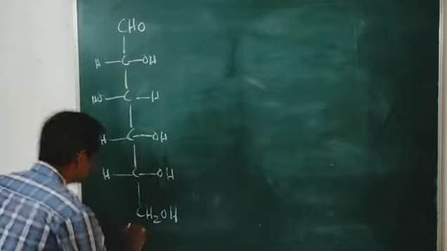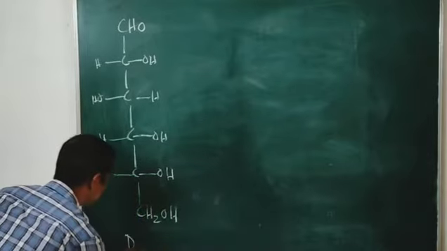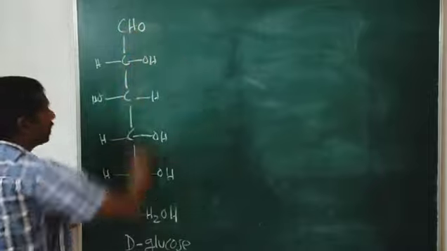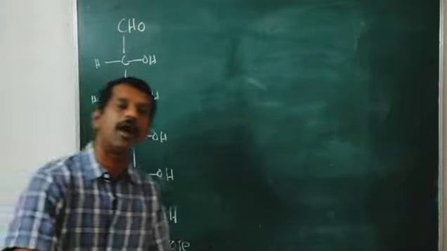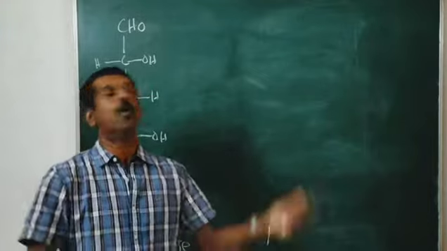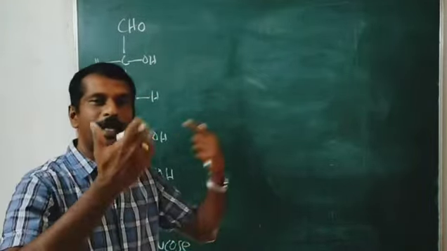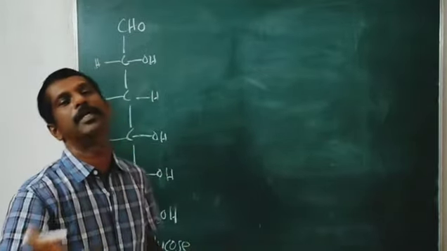This is not alpha glucose or beta glucose. This is simply D glucose. This is the open structure. In the open structure there is no alpha D glucose or beta D glucose, only D glucose. But when it comes to the cyclic structure, we get alpha D glucose and beta D glucose.